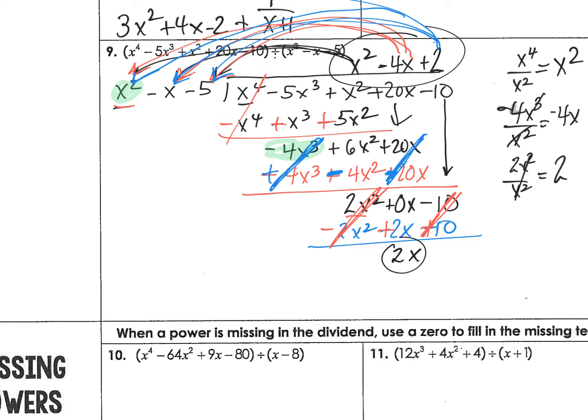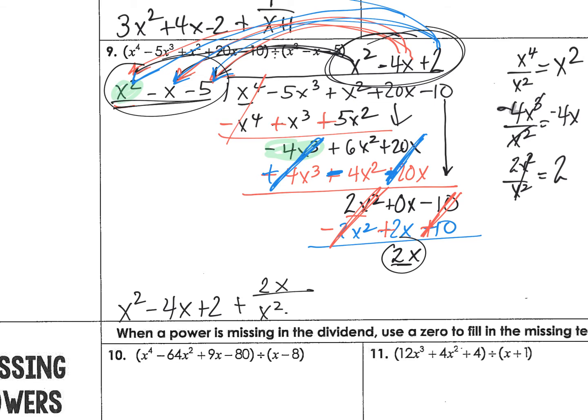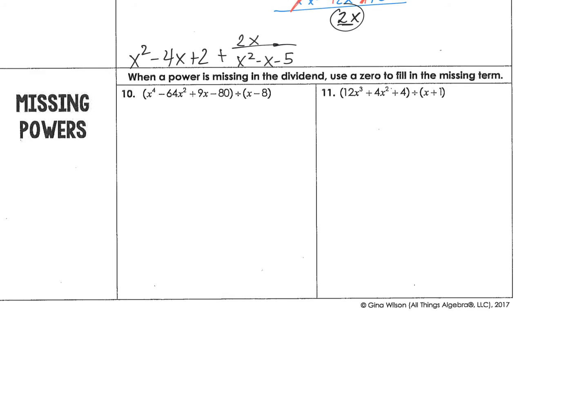Okay, so we've got our remainder, we've got this, and this. So first, x squared minus 4x plus 2 is our answer from above here, plus, because this is positive, 2x over whatever this is, x squared minus x minus 5. Okay? That's polynomial long division. Watch that as many times as you need.